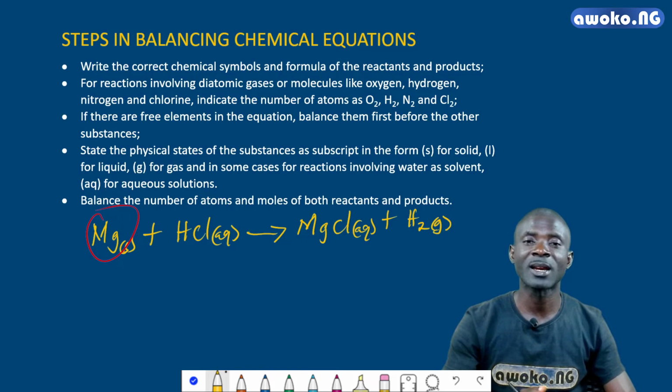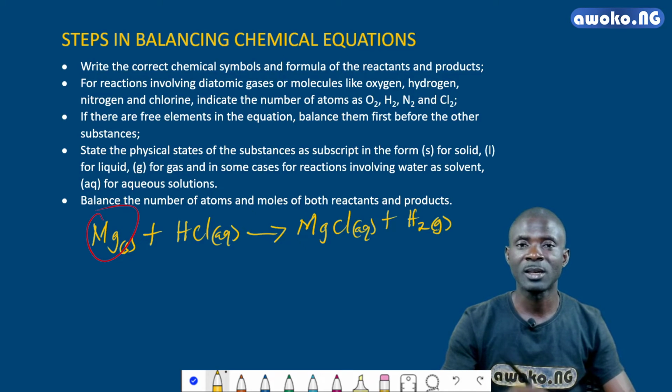For example, water can exist as solid, liquid, and gas. So in a particular reaction, the physical state of water may be indicated as liquid, and in another reaction it may be indicated as gaseous. So you should not be surprised when you see water being indicated as gas in one equation and as liquid in another. That shows the physical state of that substance in that particular reaction. So it is very important that in all chemical equations, we make sure we indicate the physical state of the reactants and the products.